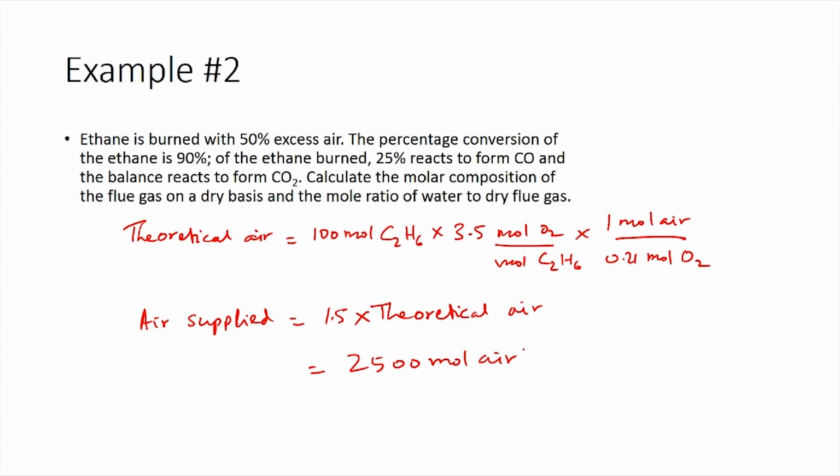We also have been told that 90% of ethane is consumed in the conversion. So, that means 10% is remaining and it will be leaving the system as unused reactant. So, unreacted ethane would be 0.1 times 100 which is 10 moles of ethane. So, this is the unreacted ethane. The rest, 90 moles, has been consumed in the process.